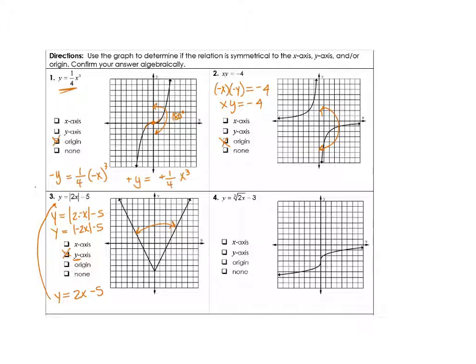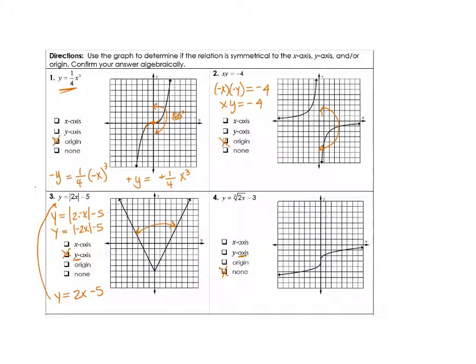On number 4, it doesn't look like we're going to be symmetric about the origin, the x-axis, or the y-axis. If I rotate this 180 degrees, it does not give us back the original. And it doesn't look like we're symmetric about the y. We don't have a mirror image. And the x-axis is not a mirror image either. So I think this one would be none.